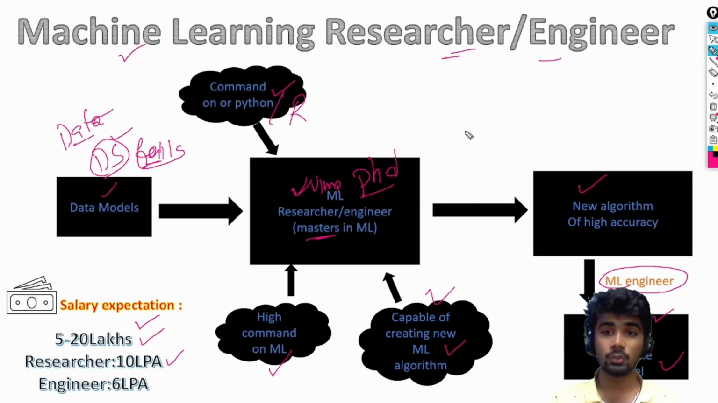And when you look at the two job roles separately, if you consider that the machine learning engineer is the only person responsible for the deployment and the real-time monitoring of the model, then the salary package for the machine learning engineer would be around 6 lakhs per annum. But in most cases, they both mean the same.